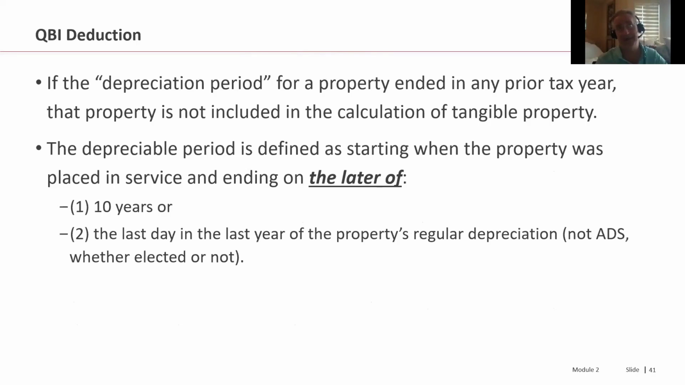Well, you would think it's the period under which you're depreciating the asset, but it's not. It's the period that's defined as starting when the property is placed in service, so when I start using it, and it ends on the later of 10 years or the last day I depreciate the property. Okay, so let's say I had 5-year property and I depreciate it for 5 years. Even though it's fully depreciated, I get to include its cost in this calculation for up to 10 years because I still own the property. Presumably, I'm still using it in the creation of QBI. Therefore, it's included in my qualified property calculation.